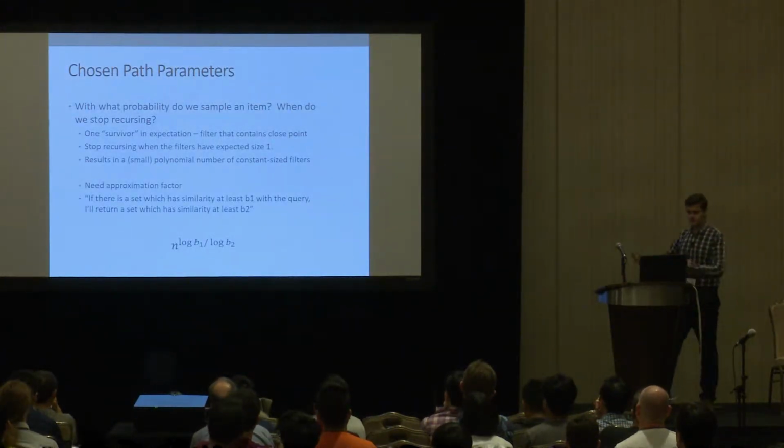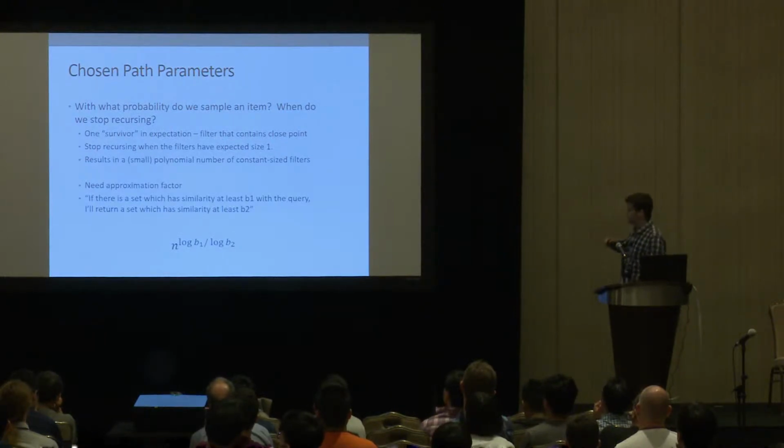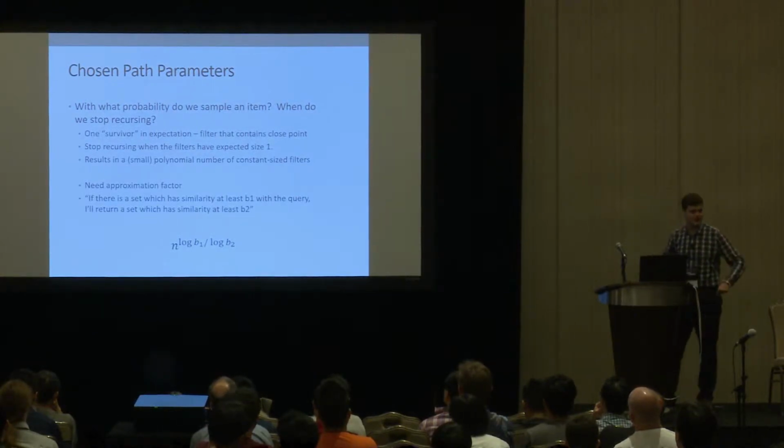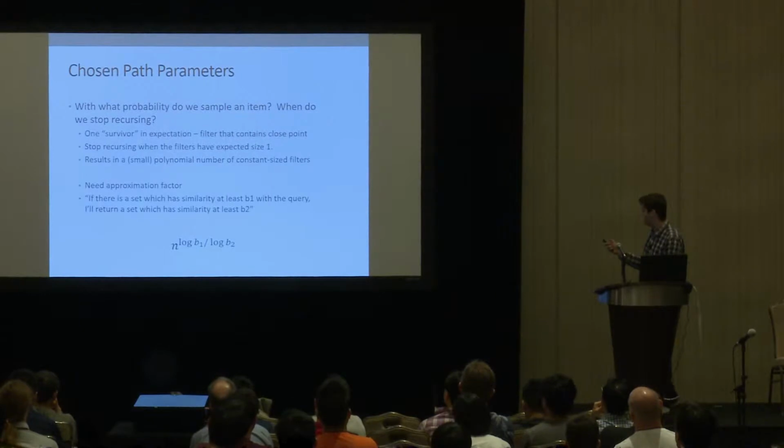So let's talk about some parameters here. With what probability do we sample an item? How biased are these coins? And then, how far do I go down the tree? 3 seems sort of like a bad choice. How far do I actually want to go down?